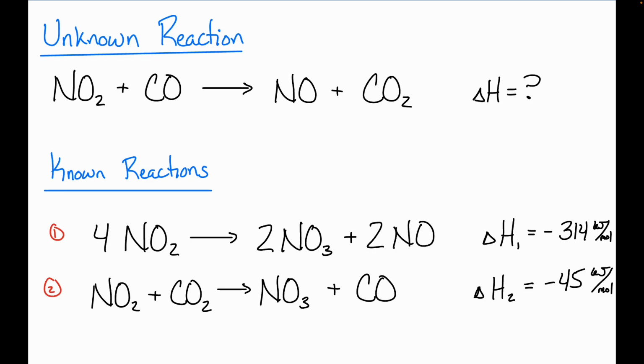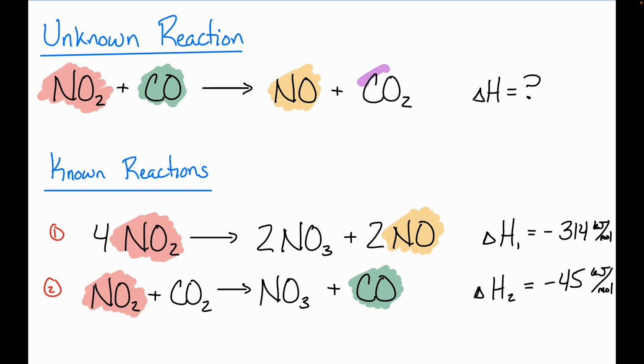All right, so let me show you what my logic is when I'm going to approach something like this. I'm going to go in and find all of these things that appear in my unknown reaction down here in my known reactions. Let's just find where everybody is, and I'm going to color code so we can see what's what. So I just color coded the symbols of everything that was in my unknown reaction and where it appeared down here in my known reactions.